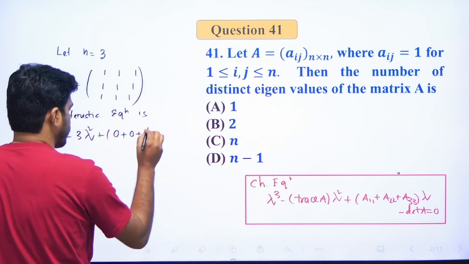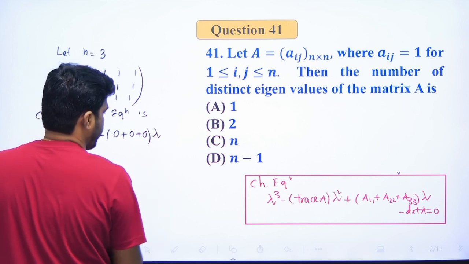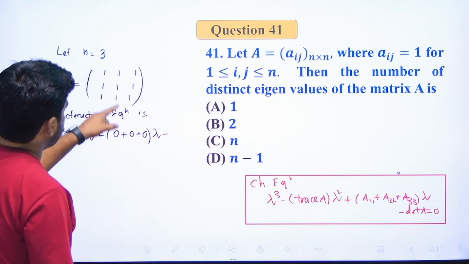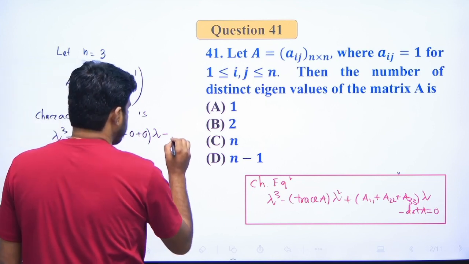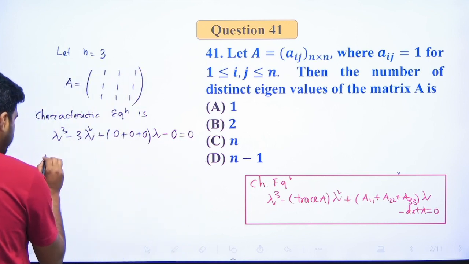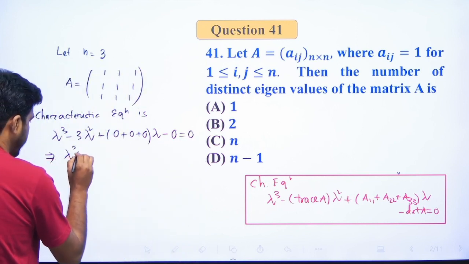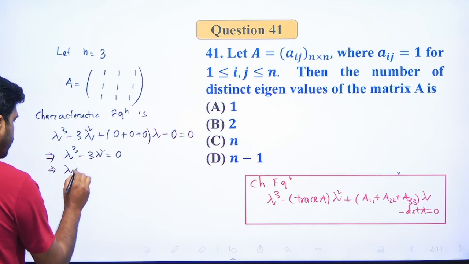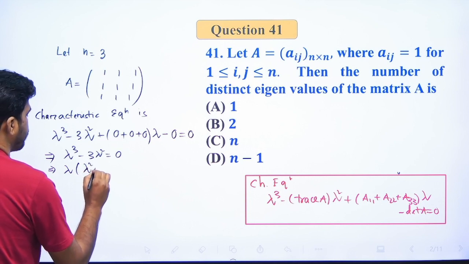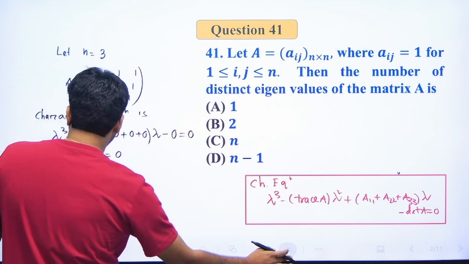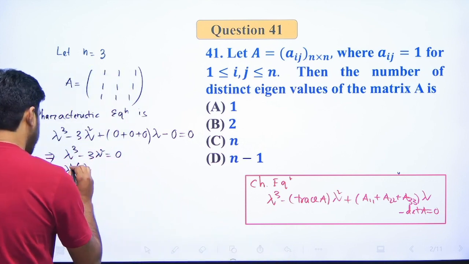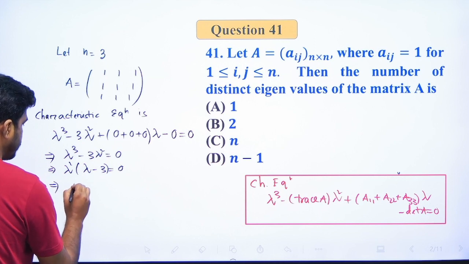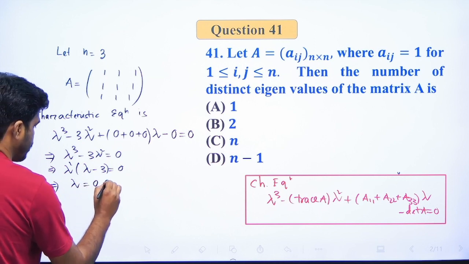So this is lambda into 0 minus determinant A. দেখো এর determinant কি হবে? 0 হবে, ঠিক আছে? So determinant A is 0. So ultimately what we get is lambda cube minus 3 lambda square is equal to 0. So taking lambda square common, what we get is lambda square into (lambda minus 3) is equal to 0. So this implies lambda is equal to 0, 0, 3.